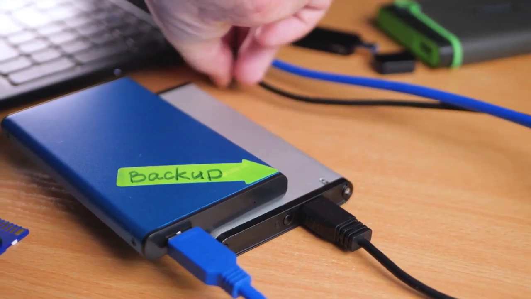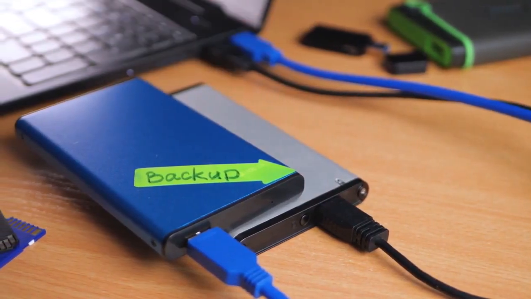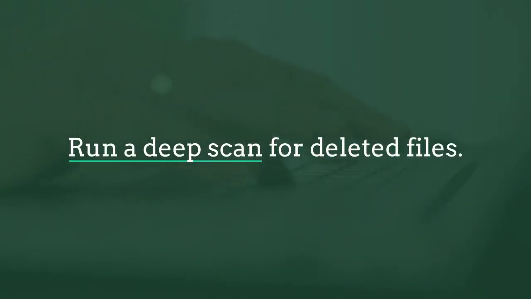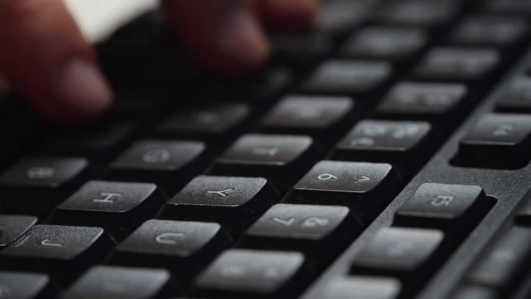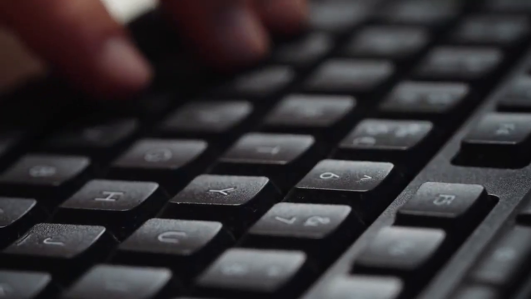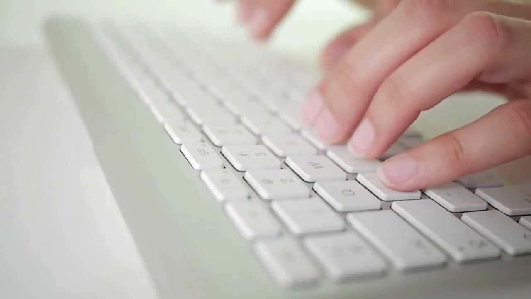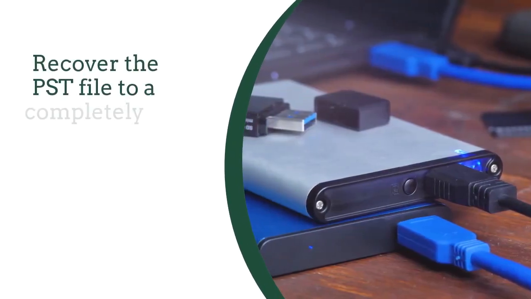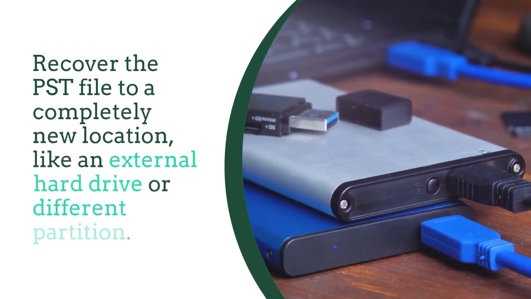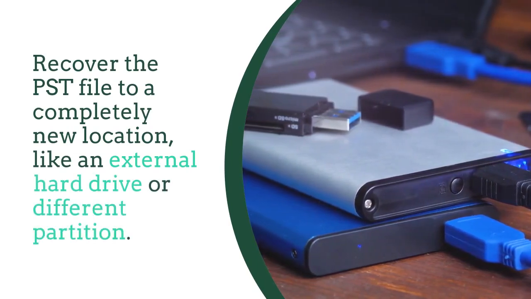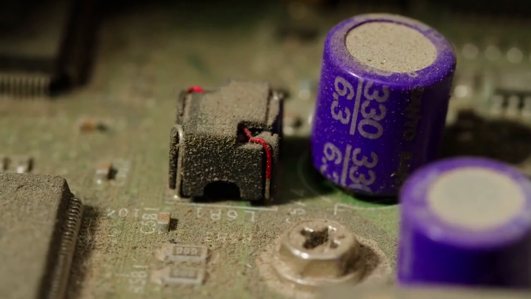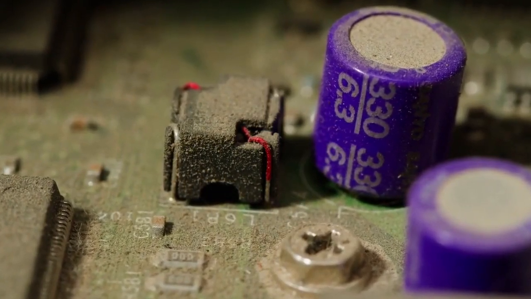Launch it and select the drive where your PST was deleted. Run a deep scan for deleted files. Once the scan finishes, look for files with a .pst extension. Preview them if possible. Recover the PST file to a completely new location, like an external hard drive or different partition. Never recover it back to the original deletion spot.